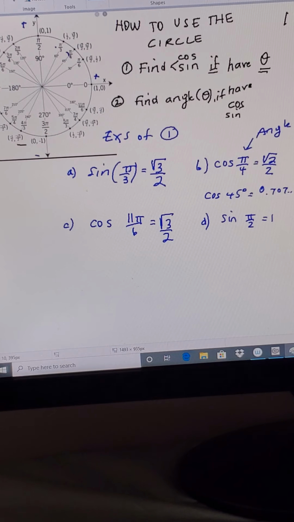I'll just remind you, in a trigonometric point, x is cosine, y is sine. The way I remember it is alphabetically: x before y, c before s. So the first coordinate is always cosine. The second coordinate is always sine.